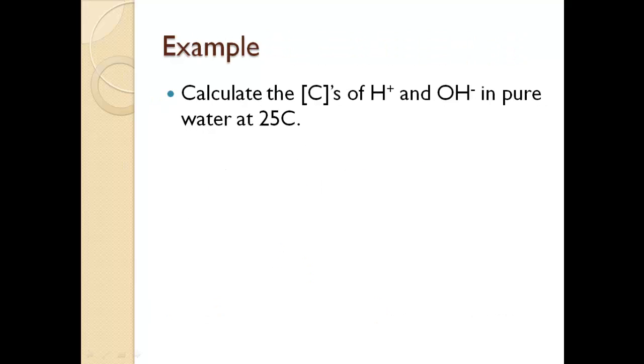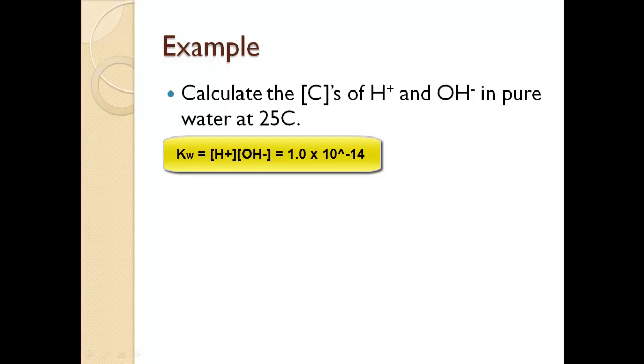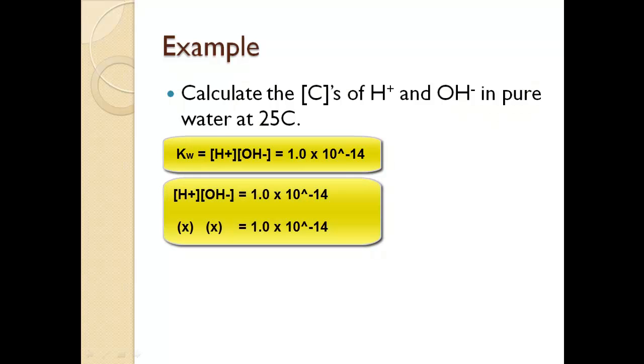Let's do a problem now to get ourselves accustomed to this equilibrium constant of water. Let's calculate the concentration of both the H plus and the OH minus in pure water at 25 degrees Celsius. So we use the definition that we just learned. The equilibrium constant of water is equal to 1.0 times 10 to the negative 14th. And that is made up of the products of that reaction, so it's H plus and OH minus. So we have to calculate the concentrations of both of these. So we're going to put both of them as X's.